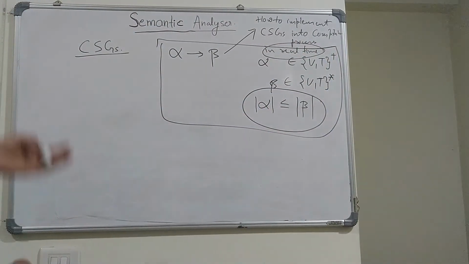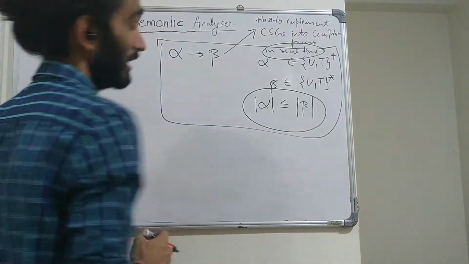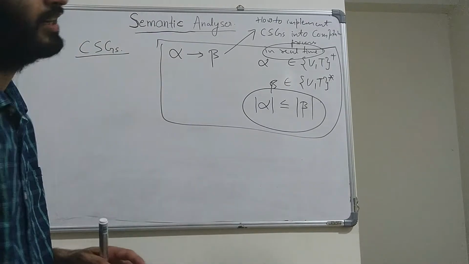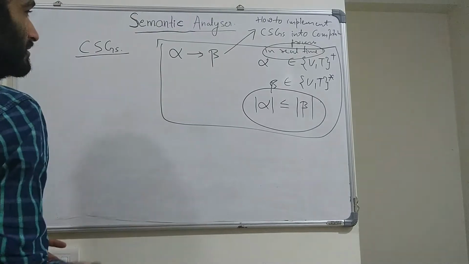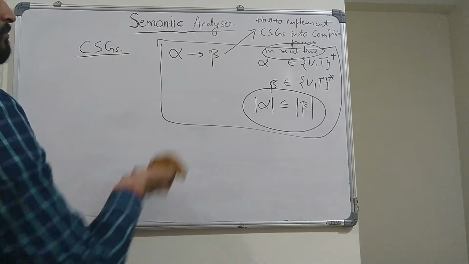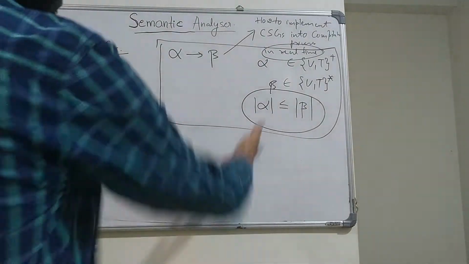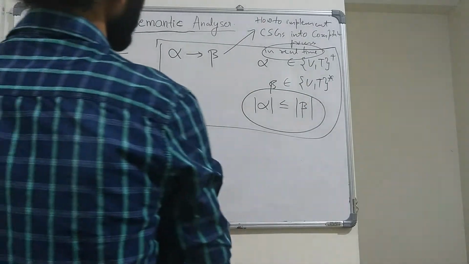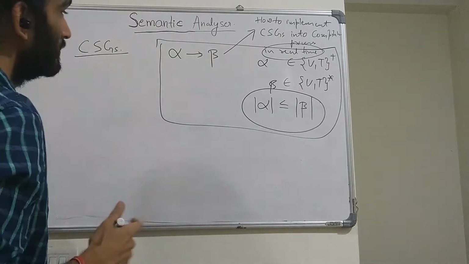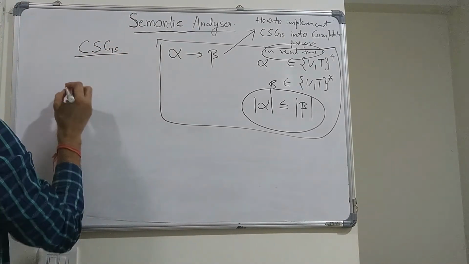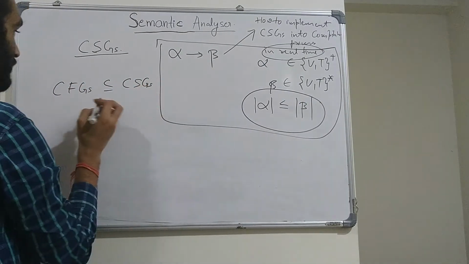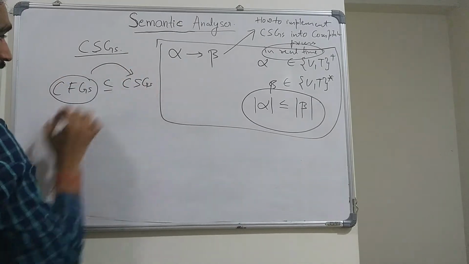People have given algorithms for implementing this into the compilation process, but those algorithms are not working in real time. That means they are NP hard or NPC problems. If you can find a proper algorithm which works in real time, you can implement these kinds of grammars in the compiling process. But what we actually use is CFGs only, because CFGs are a subset of CSGs. So if I'm using a CFG, I can clearly say that I'm using a CSG.